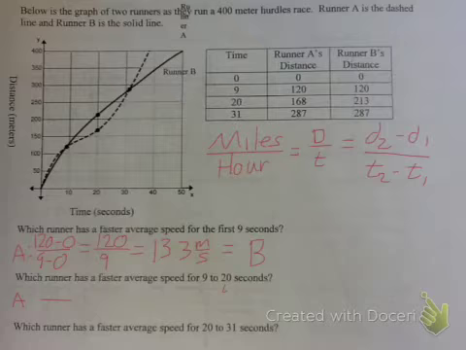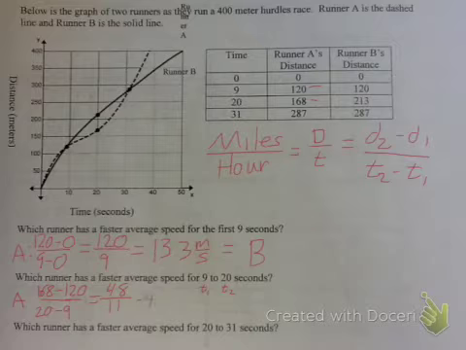So which runner has the faster average speed from 9 to 20 seconds? Well, we calculate runner A. If you look at what I did there, I labeled t1 as 9 and t2 as 20. So I put 20 minus 9 on the bottom. And then runner A at 20 seconds was at 168, and at 9 seconds, he was at 120. And so now I just do the algebra. 168 minus 120 is 48 over 11, which is equal to 4.4 meters per second.